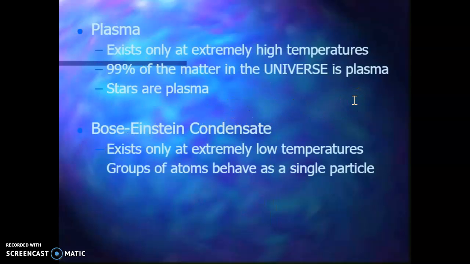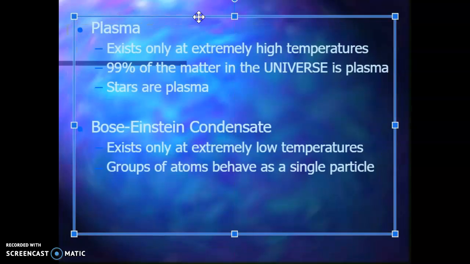Some other states of matter that you may not be familiar with are plasma and BECs, Bose-Einstein condensates. Plasma is an extremely hot state of matter. So it only exists at high temperatures, like on the sun. Actually, the majority of matter in the universe is plasma. You wouldn't think so, but think about what stars are made of. It's made of plasma, right? And stars are the biggest things in the universe. So 99% of all matter in the universe is actually plasma. It's only a small percentage that's solids, liquids, gases, and other states.